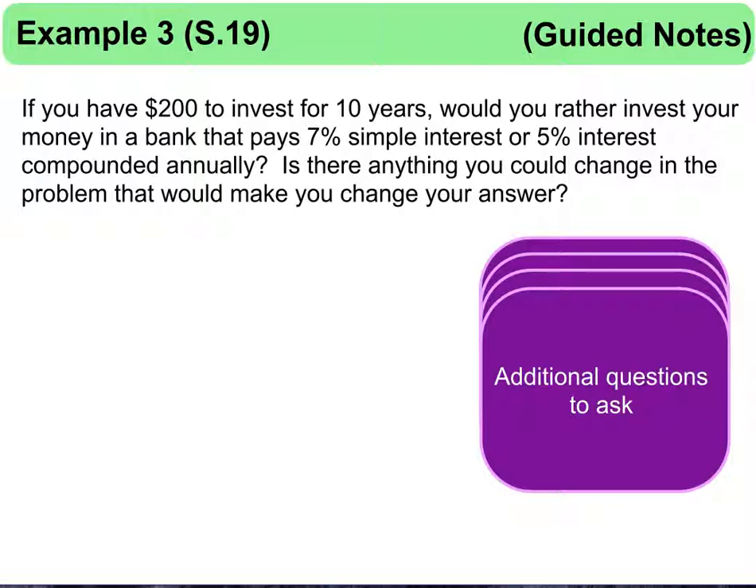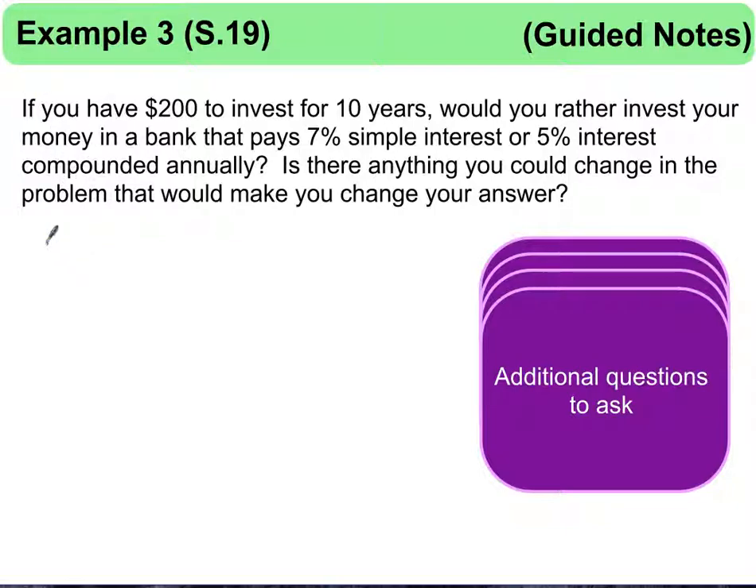So in example number 3, they ask us if we have $200 to invest for 10 years, would you rather invest your money in a bank that pays 7% simple interest or 5% interest compounded annually? Is there anything you could change in the problem that would make you change your given answer and so forth? So we'll just look at the comparison of what's going to happen in 10 years for each one. So we'll look at this in a slightly different perspective.